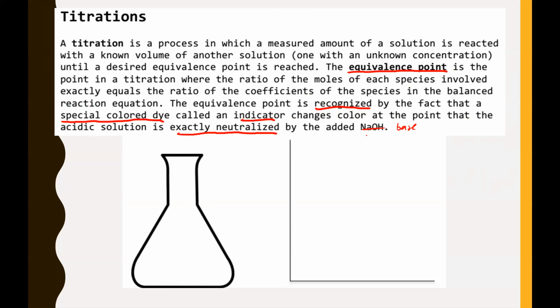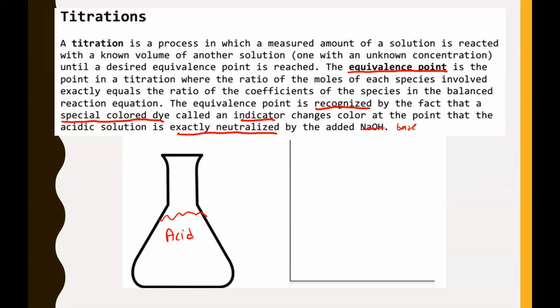Basically what this means is, in your Erlenmeyer flask, that's the name of this fancy little beaker kind of thing, right? It's not a beaker though, we should call it an Erlenmeyer flask. In this Erlenmeyer flask, you're going to have your acid. You could have a base in there if you want to do it the other way. It's just usually we put the acid in here. It really doesn't matter. It depends on your situation. We'll just say it's the acid for now.